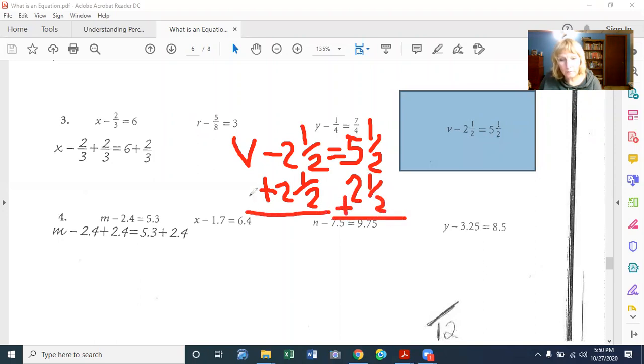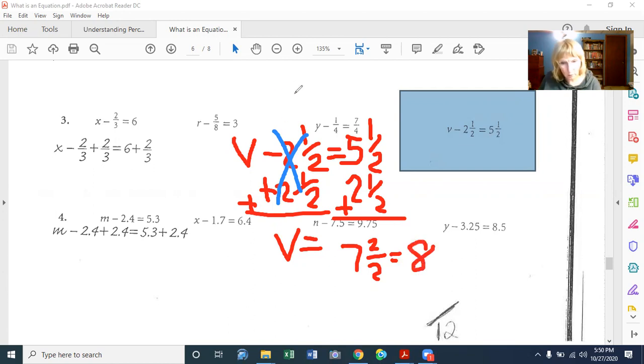like this. The negative 2.5 and the positive 2.5 will cancel each other out. They'll both become 0, so I'll just put an X through them. And we'll be left with just V by itself equals, and then we just add 1/2 and 1/2 is a whole. So that's 2 over 2. And then 5 plus 2 is 7. So 7 and 2 over 2 is really 8. So V equals 8 for that one.